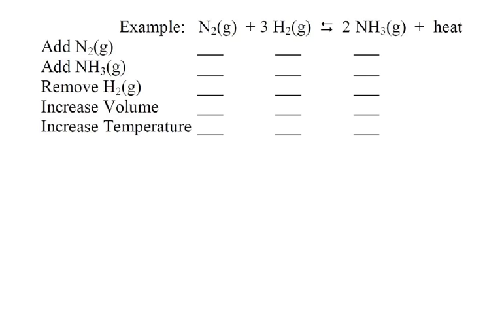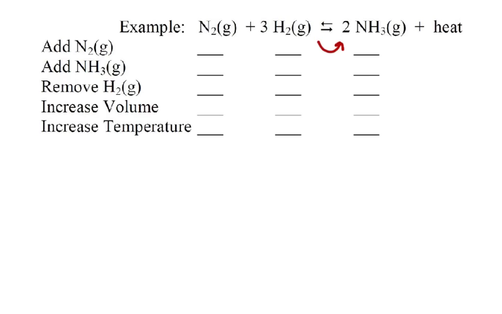So we're going to say, I'm going to add some N2 gas. So my stress, I've got too much N2 gas. And what do I mean by too much N2? Right now is implied, because we have our double arrow, that this is in equilibrium. It's all balanced. So if I add some N2, now there's too much N2 to keep that same balance. So which way would it shift? Okay, let me kind of clean up my page here. It's going to shift to the right.